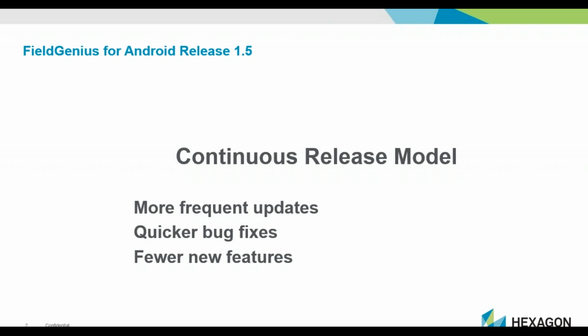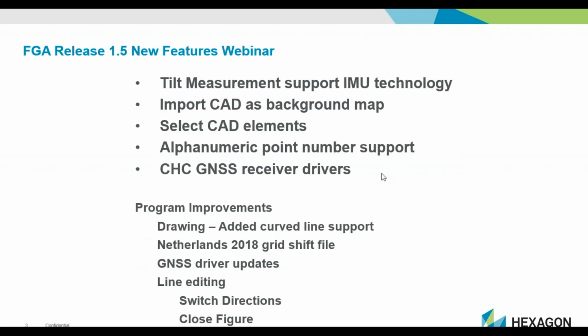We are working on what's called a continuous release model for the software development, which means that we try to release new updates a lot more frequently than we have in the past. So again, that's frequent updates. We get to fix bugs quicker. And since the updates are more frequent, we're not adding a whole bunch of new features into each one. We're doing it continuously as we go along. So there's not like this annual release with a whole bunch of new features. So that being said, 1.5 is our fifth iteration.